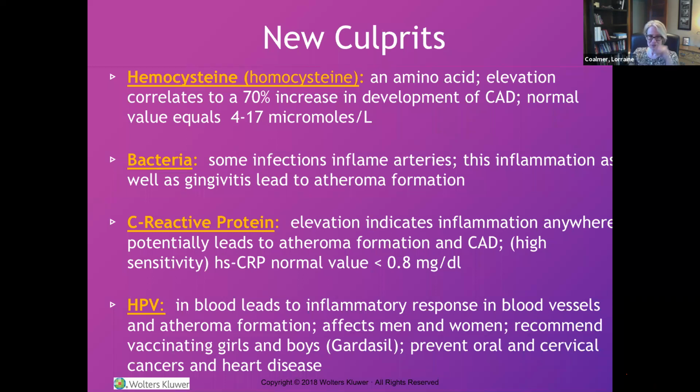And then they're saying HPV can lead to inflammatory response in blood. That's why they're recommending people being treated with Gardasil to prevent oral and cervical cancers and heart disease.